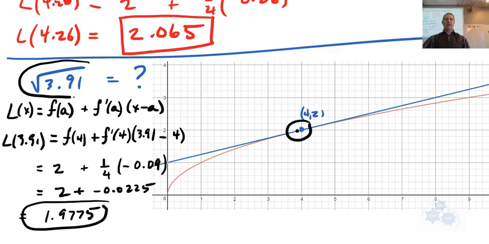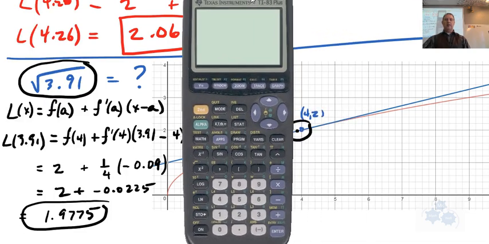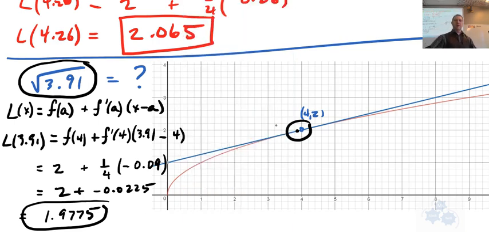So let's check to see if this is pretty close. And it is, hey? Okay. So the square root of 3.91 is 1.97737. Okay. So we are very, very close. That's a good approximation. Okay?